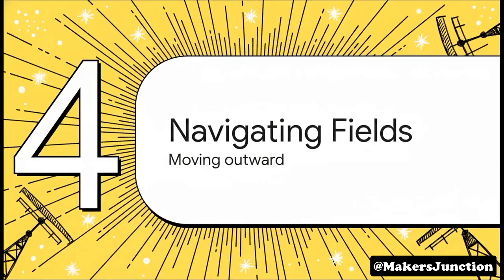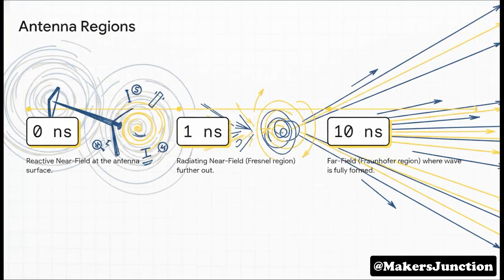Moving on to Section 4, Navigating Antenna Fields. Let's travel outward into space. Let's see how the electromagnetic field actually builds spatially as we move away from the device. Right at the antenna surface, we're in the reactive near field, where energy is just stored rather than radiated.